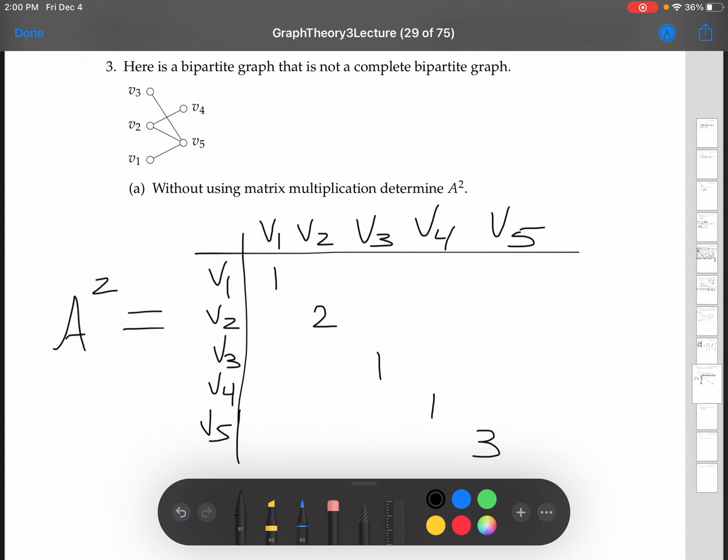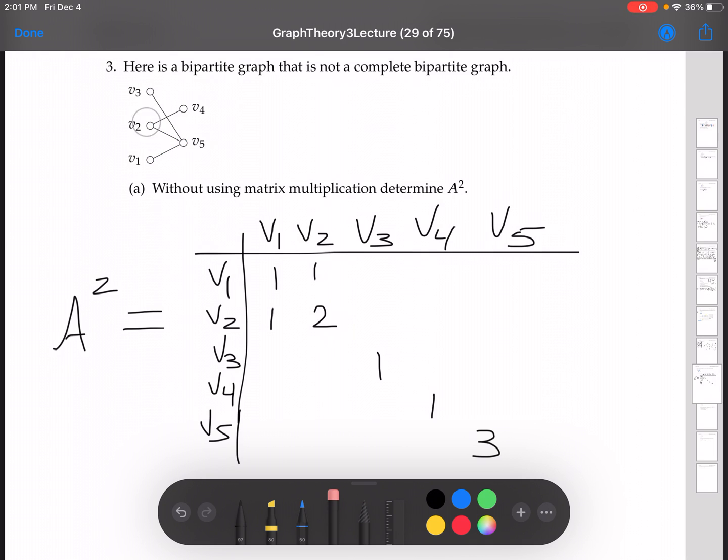So now this entry here, the 1, 2 entry, A squared 1, 2. This is the number of walks from V1 to V2. How many different walks are there from V1 to V2? Let's see, 1 there, and that looks like it. So there's just one of them. So by symmetry, we can fill that in there.